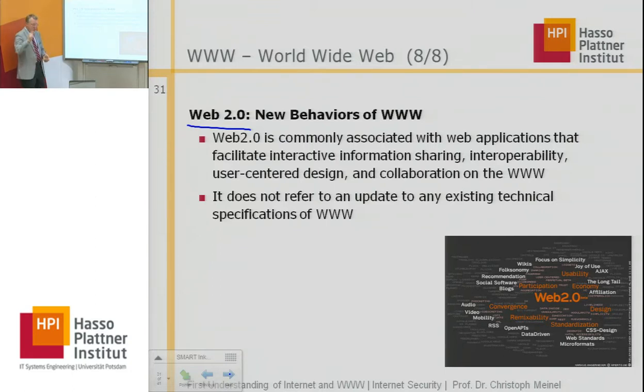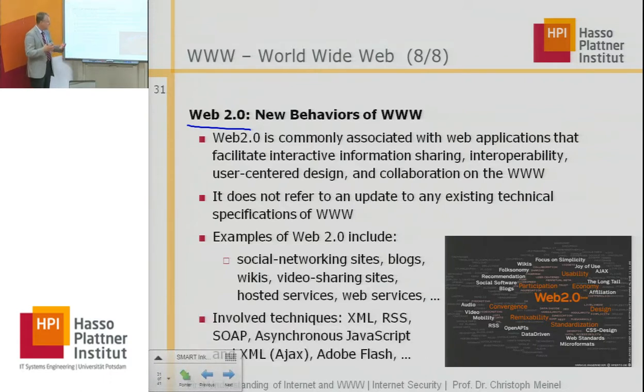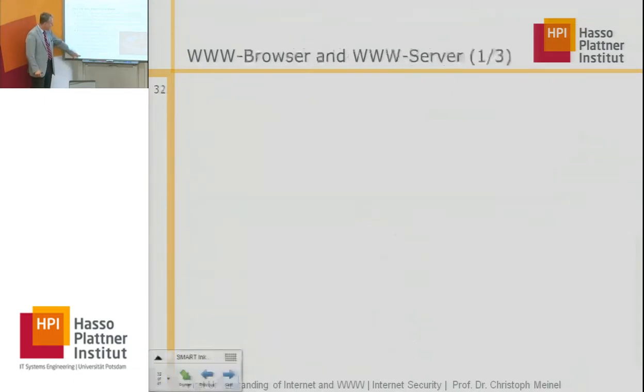So this Web 2.0 does not refer to a very special technical specification. It refers more to how the web is used today. Examples I mentioned already: social network sites, blogs, wikis, video sharing sites, hosted services, web services. This is what Web 2.0 is characterizing. And there are different technologies involved, for example, XML, RSS, SOAP, Asynchronous JavaScript and XML, this is Ajax, Adobe Flash, and many others more.